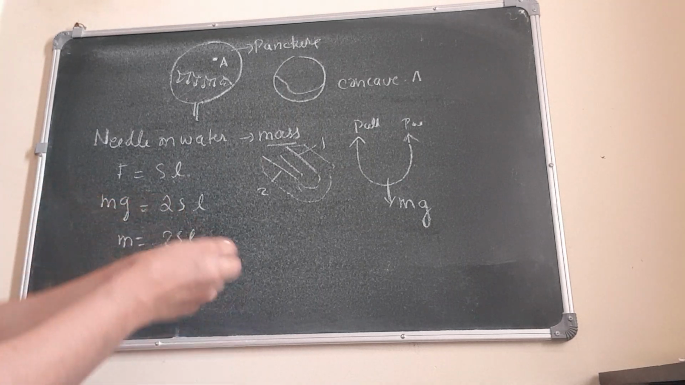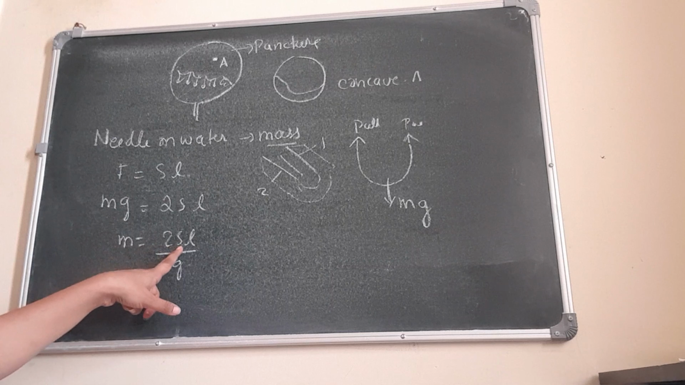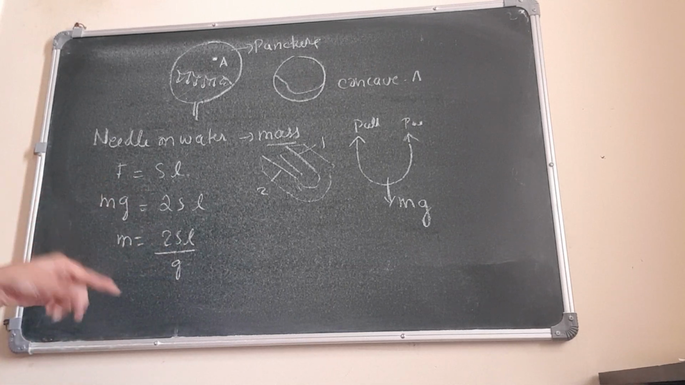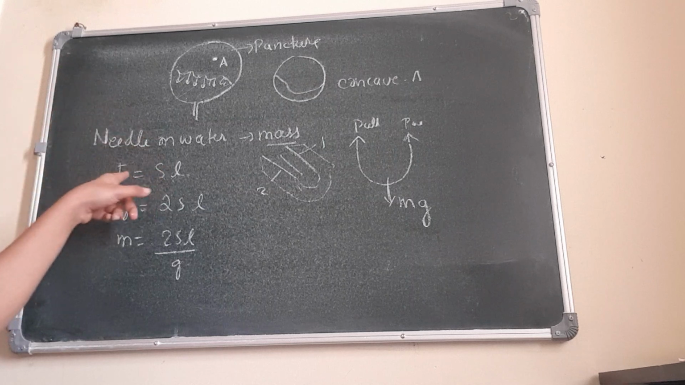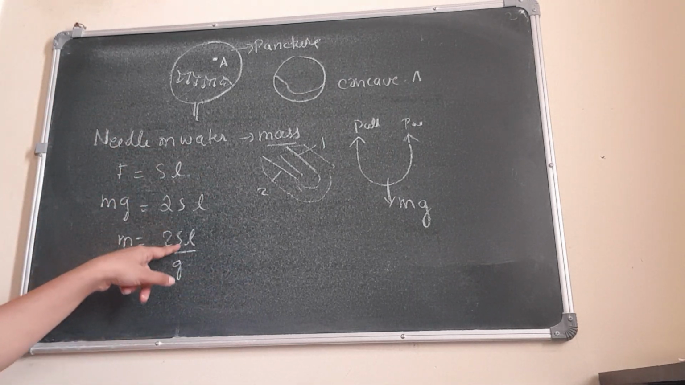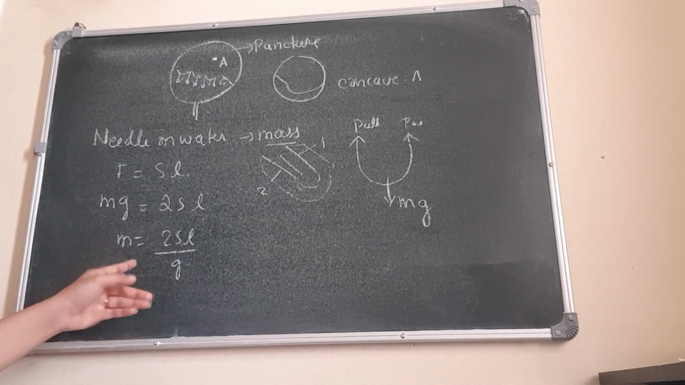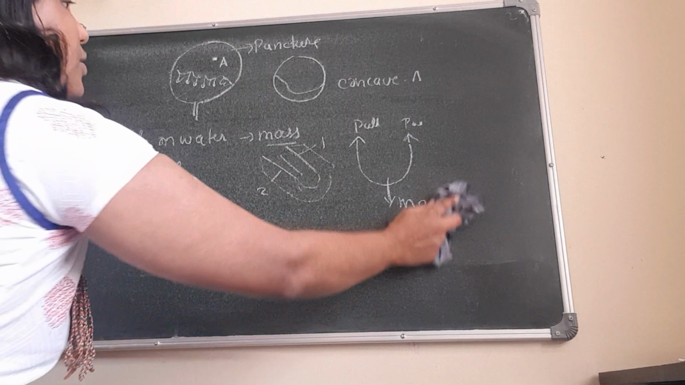So if I know the length of the needle and the surface tension of water, which has a fixed value but is very minuscule, because it depends on the length and the force, then if you know the length, the surface tension of water and g, you can calculate the mass. So these are two conceptual questions.